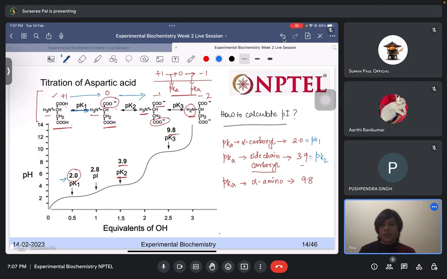Alright. So we have got this zone from +1 to 0 to -1. Right. So now we have to make an average of these two pK values, which will give us the pI of the aspartic acid. So therefore our pI will be half of pK1 plus pK2, which is half of 2 plus 3.9. So please calculate.